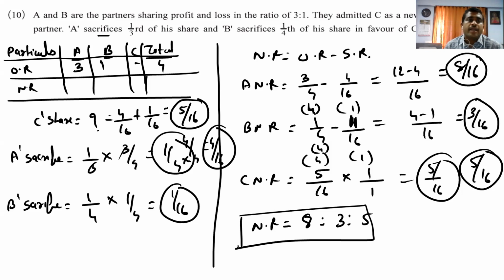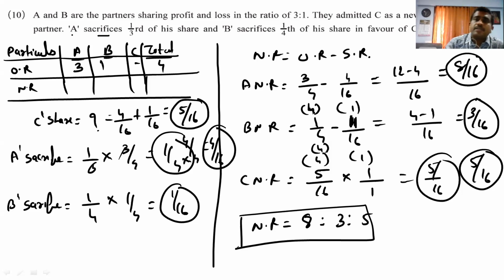Clear? Again, A, B and C are the partners sharing profit and loss 3 is to 1. They admitted C as a new partner. C's share is not given, that is the question mark. A sacrificed 1/3 of his share, and B sacrificed 1/4 of his share. So A's sacrifice comes to us 1/3 of.